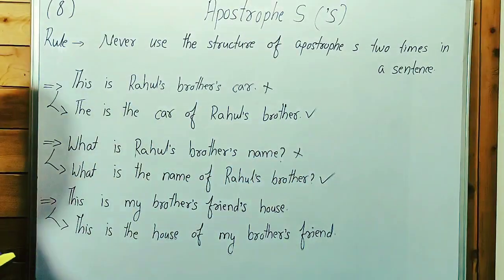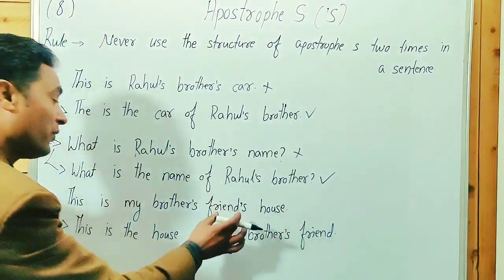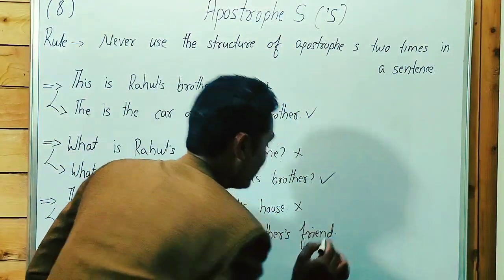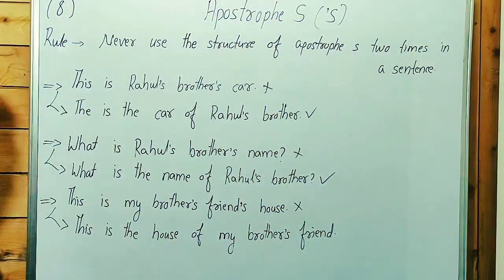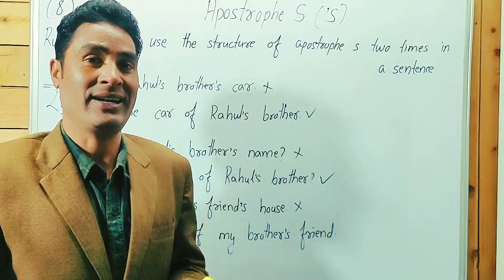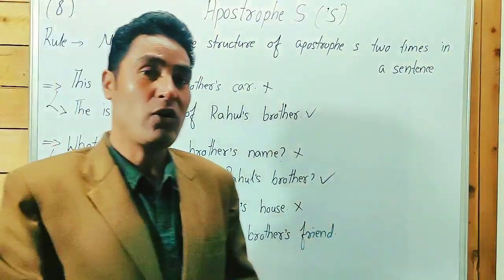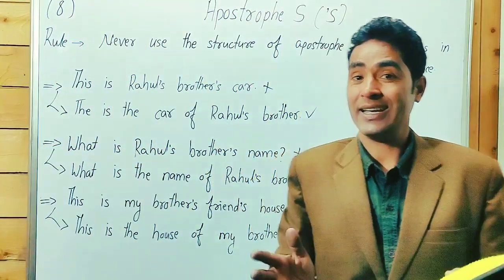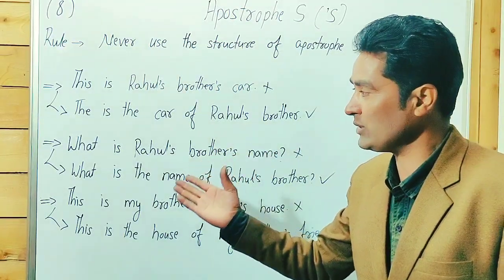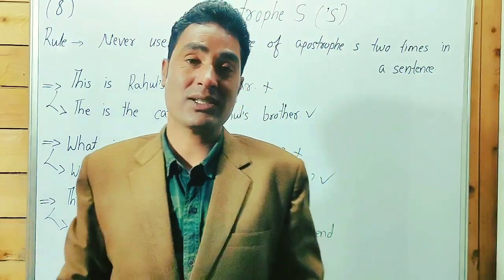Correct sentence. This is my brother's friend's house. We can't use apostrophe s two times in a sentence. We have to write, this is the house of my brother's friend. I repeat, never use the apostrophe s structure two times in a sentence. The second time we have to use the of system.